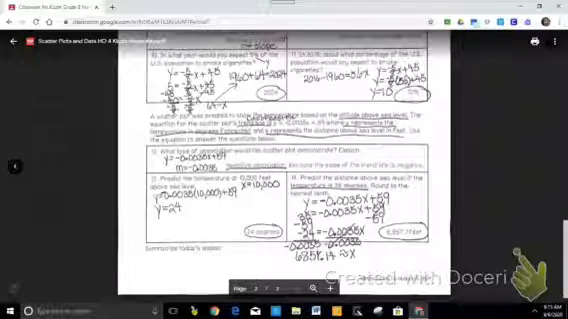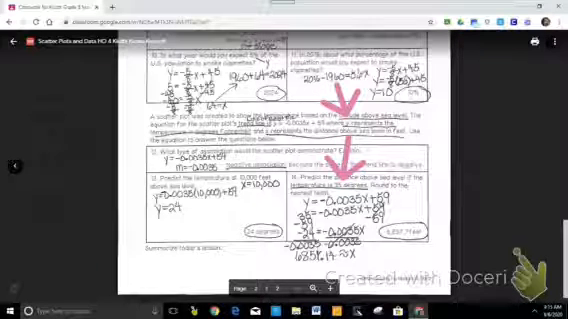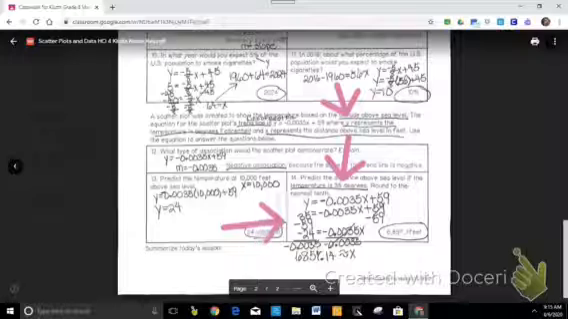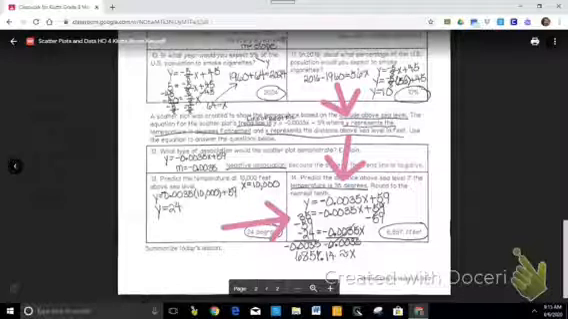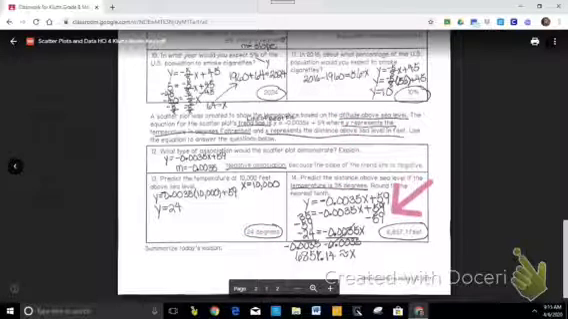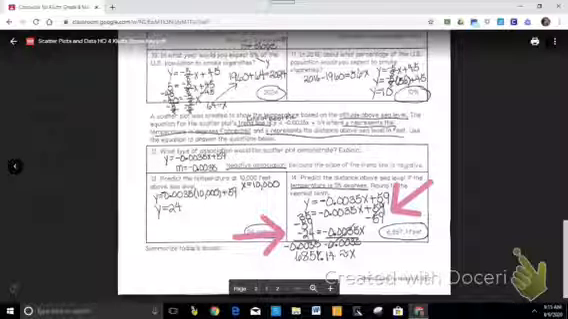Number 14, predict the distance above sea level if the temperature is 35 degrees. Y represents the temperature, so if I put in 35 for Y, and it equals negative 0.0035 x plus 59, all I have to do is solve for x. The opposite of a plus 59 is a negative 59 on both sides. 35 minus 59 gives me negative 24.